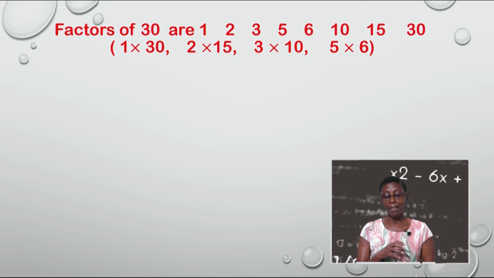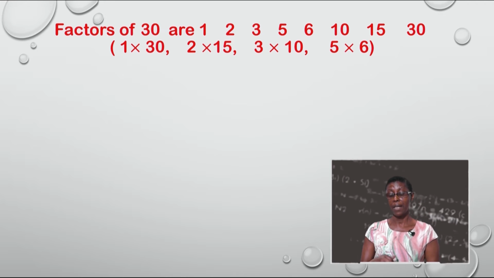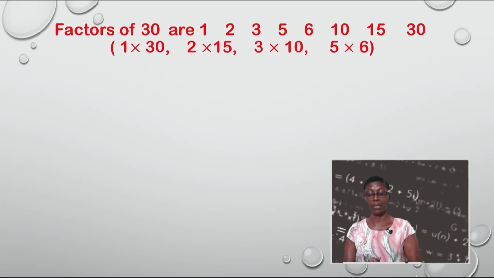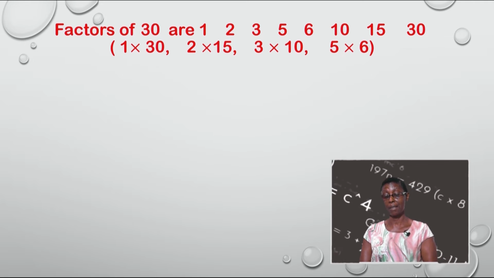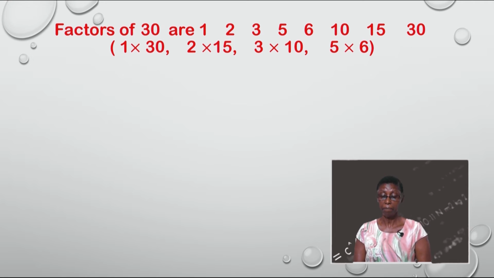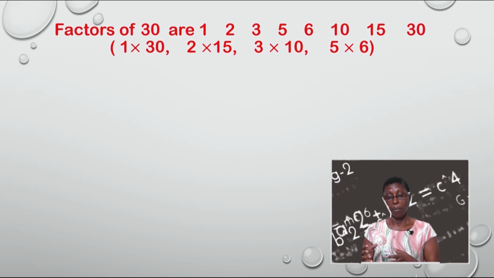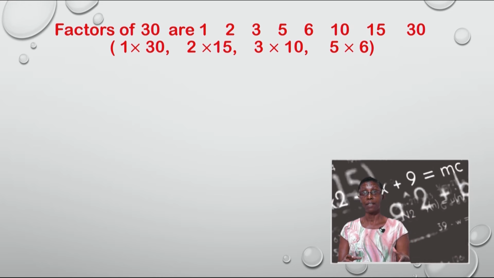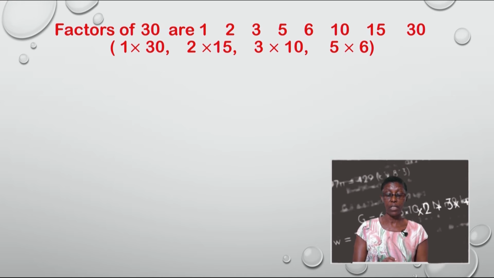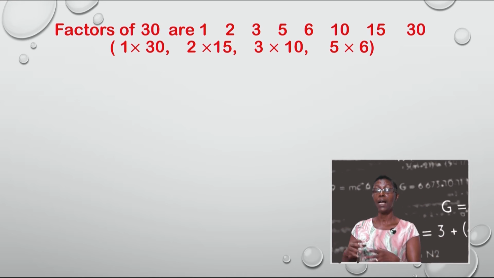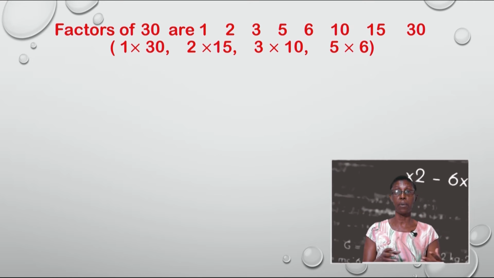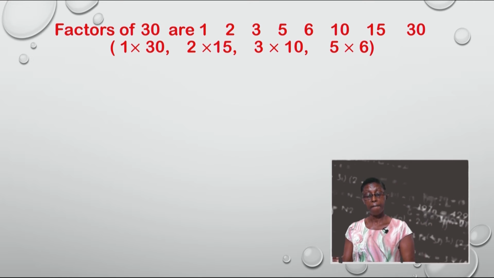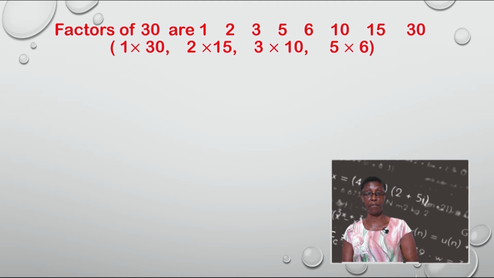These values are called factors. They go in pairs. They are called factors of a number. So 1 times 30 equals 30, so 1 and 30 are factors of 30. 2 times 15 equals 30, so 2 and 15 are factors of 30.